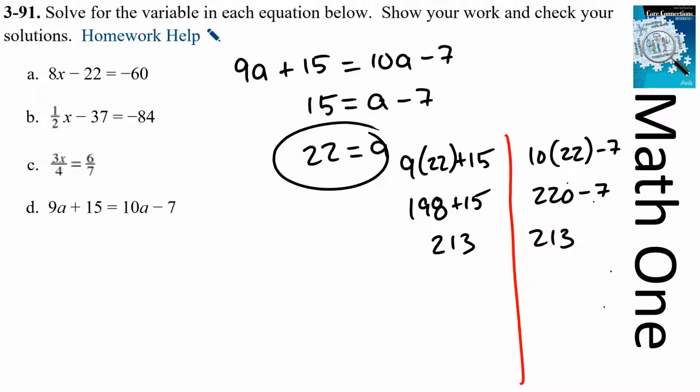So because 22 makes both the left and the right hand side equal to the number 213, it is indeed a solution to this equation. Remember, a solution to an equation is a value for the variable that makes the equation true. It makes this statement that the left and the right hand side are equal a reality. So for part D, the answer is a equals 22.